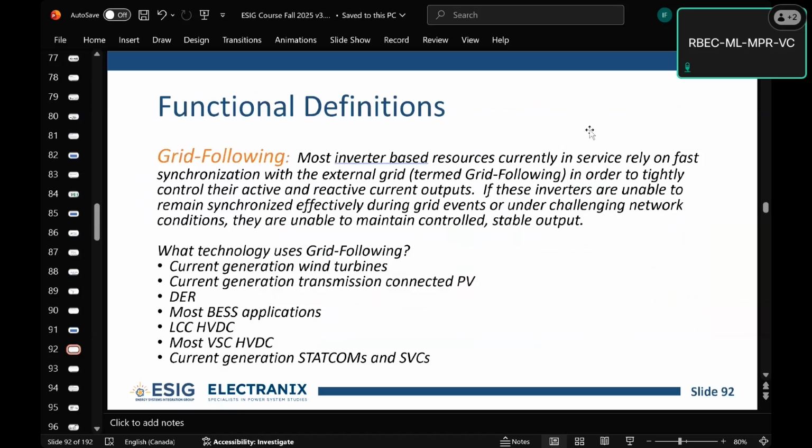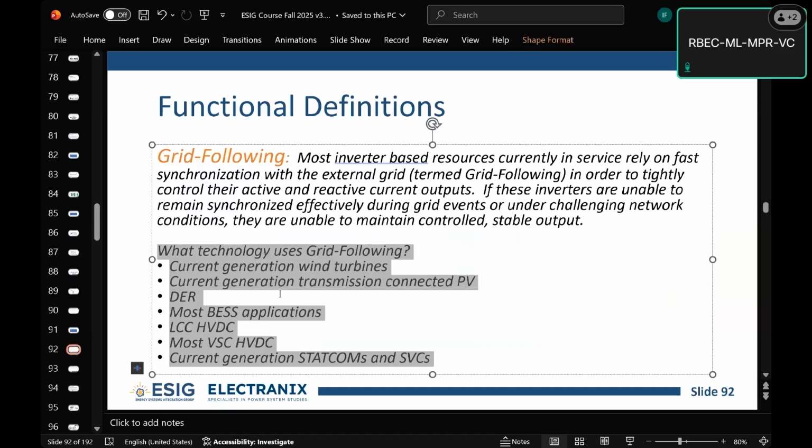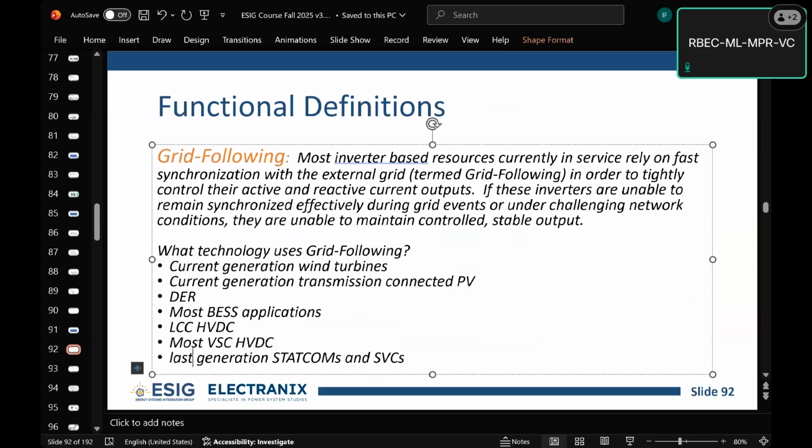But basically, what we're talking about is grid following is right now everything. So it's current generation wind turbines, PV, DER, BESS, LCC HVDC, most VSC HVDC, current generation STATCOMs, actually I should say last generation STATCOMs, and SVCs. Okay? What is grid following or grid forming? Grid forming is the new stuff.